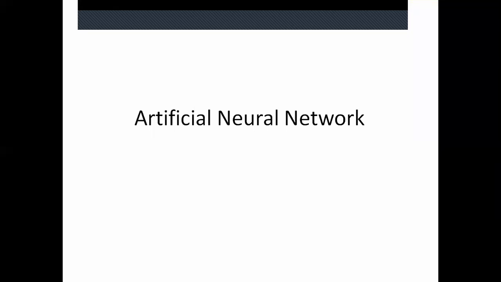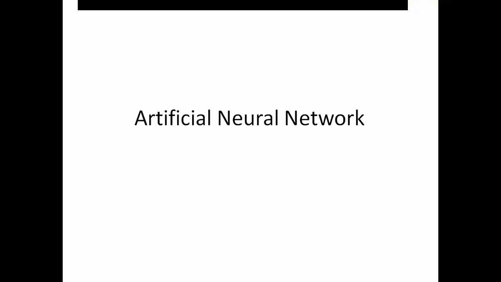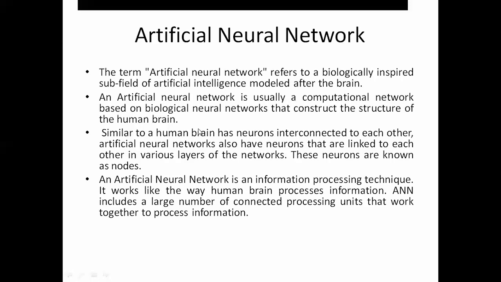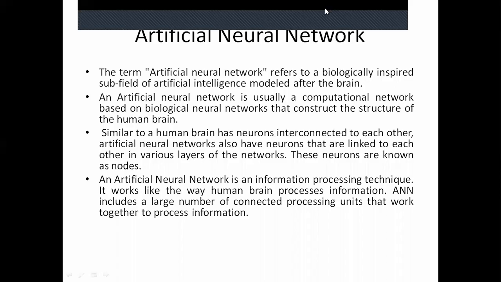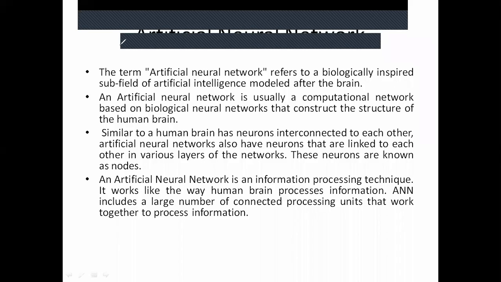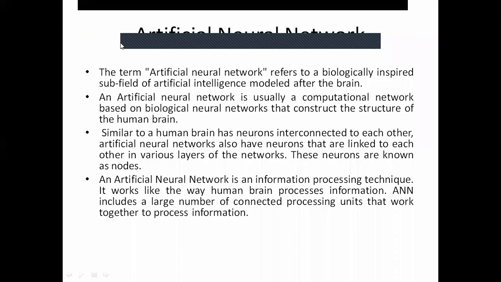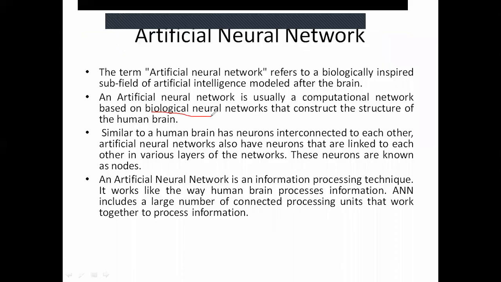ANN stands for Artificial Neural Network. First I will tell you the meaning of a neural network, or actually what a neuron is. A neural network is made up of neurons. And what is the meaning of artificial? This artificial neural network is based on your biological neural network. You must know what a biological neural network is. That is the structure of the human brain.